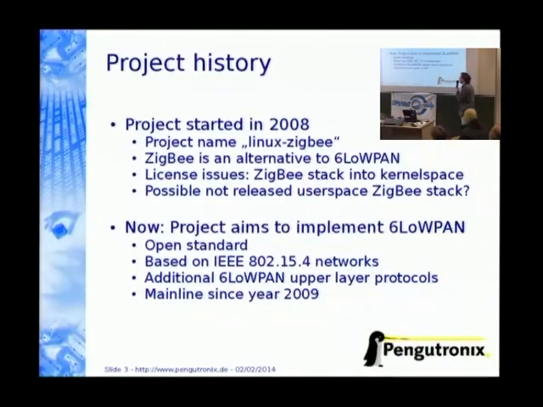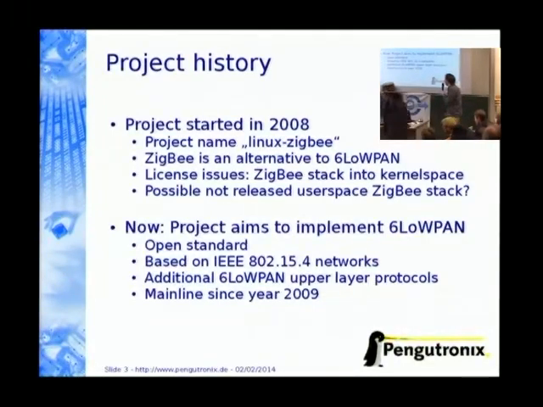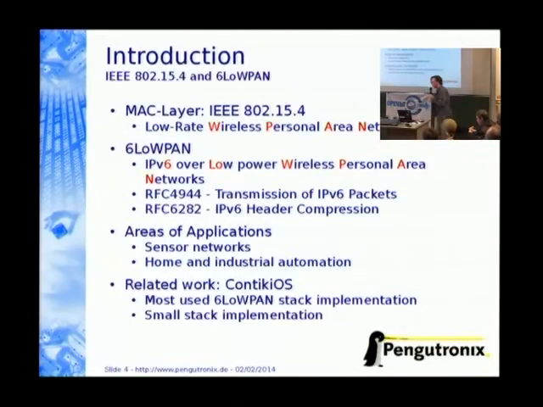There were some license issues in bringing the Zigbee stack into the kernel space. So now we would like to implement 6LoWPAN. That's an open standard and also based on IEEE.4. Additionally, we want to implement some upper layer protocols for routing and application. The code is mainline since the year 2009.